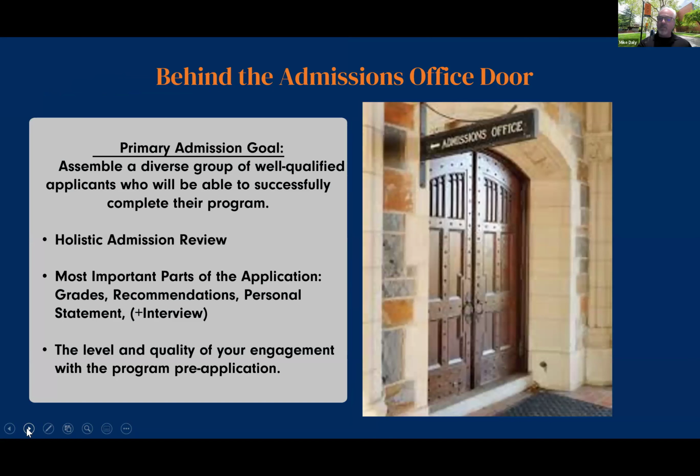So going behind the admissions office door, I give you a little bit of a sneak preview of what they're looking for in terms of demonstrating interest already. But basically, every program is slightly different in how they determine who gets accepted to a specific graduate program. But I would say overall, and this may have some slight variations from program to program, the general primary admission goal for most graduate health programs is that they're looking to assemble a diverse group of well-qualified applicants who will be able to successfully complete their program. That is one of the main things that they are trying to accomplish.